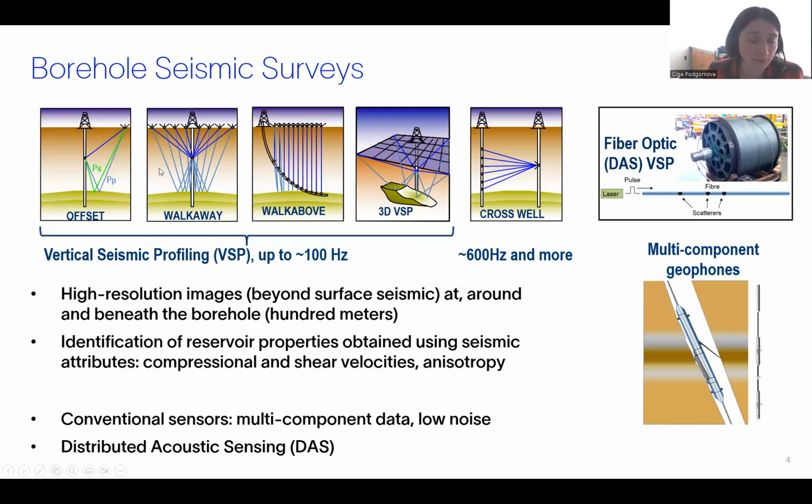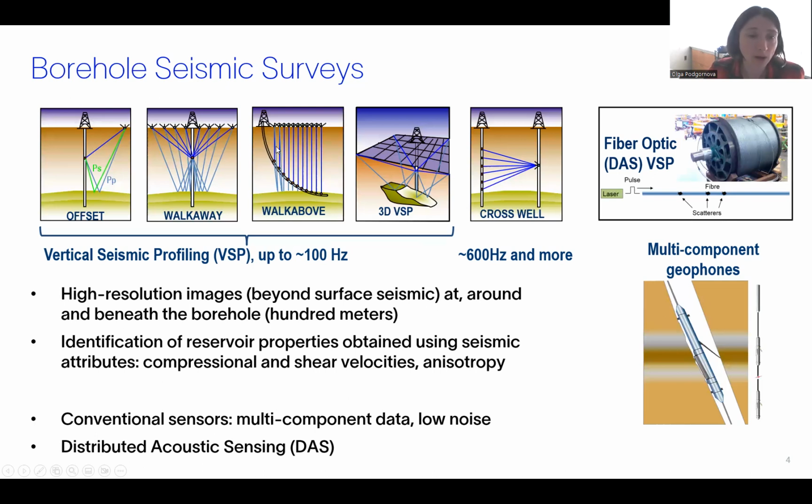Depending on how many sources we use and how they are positioned, we distinguish several borehole seismic acquisitions. For example, zero offset VSPs, where we have a single source close to the borehole, or an offset VSP where we also have a single source but a little bit away from the borehole. There can be multi-offset VSPs, so there can be walkaways, where we have a number of sources aligned approximately in a line.